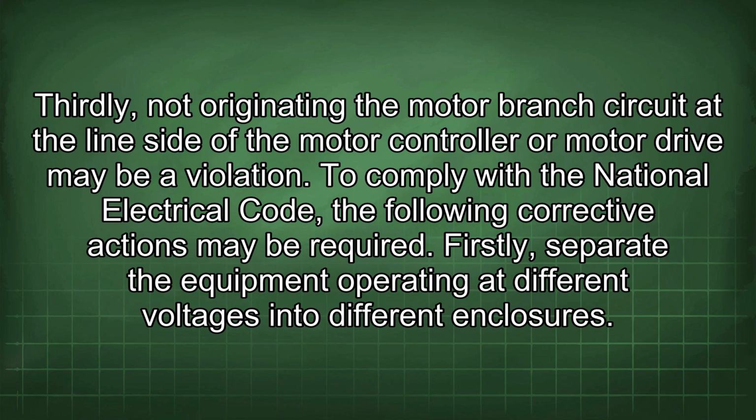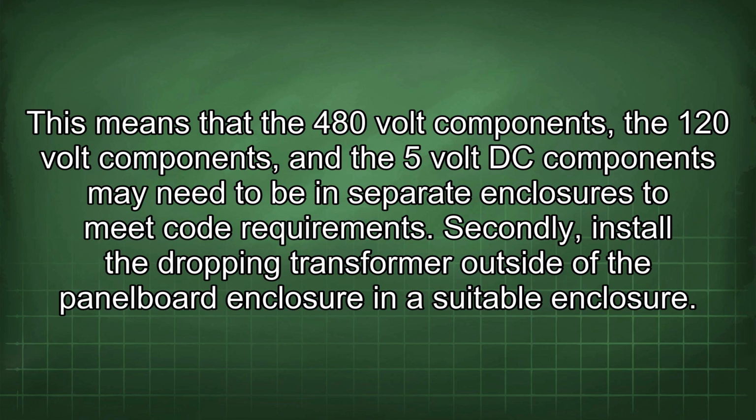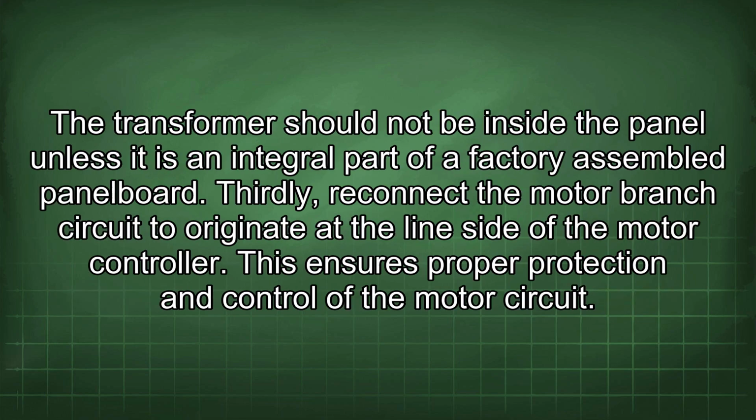Firstly, separate the equipment operating at different voltages into different enclosures. This means that the 480 volt components, the 120 volt components, and the 5 volt DC components may need to be in separate enclosures to meet code requirements. Secondly, install the dropping transformer outside of the panel board enclosure in a suitable enclosure. The transformer should not be inside the panel unless it is an integral part of a factory-assembled panel board.